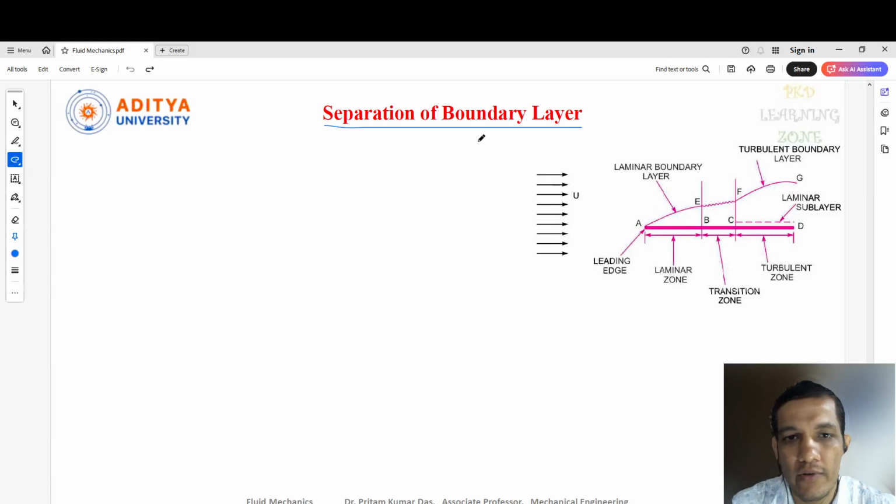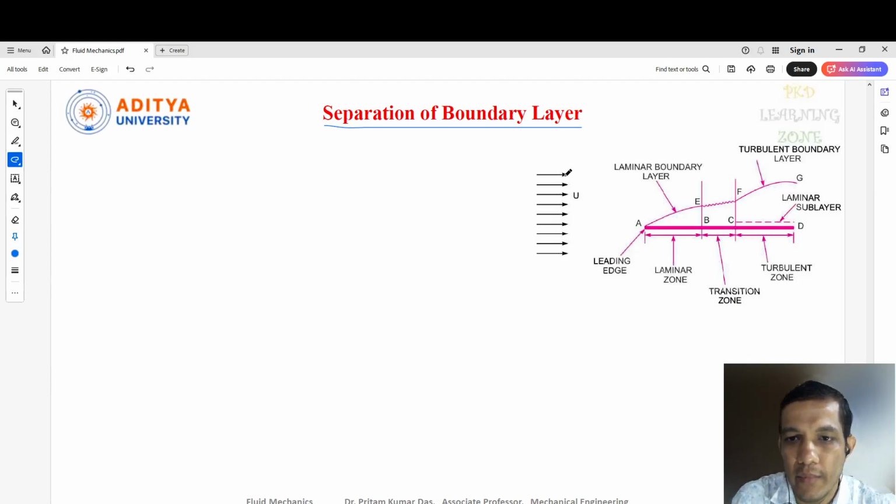In our last lecture, we already discussed the boundary layer theory concept. There we discussed how this boundary layer is formed, what the main region of boundary layer formation is, and what the application of boundary layer is. Now we'll see what the region of separation of boundary layer is, and also what types of boundary layer formations there are.